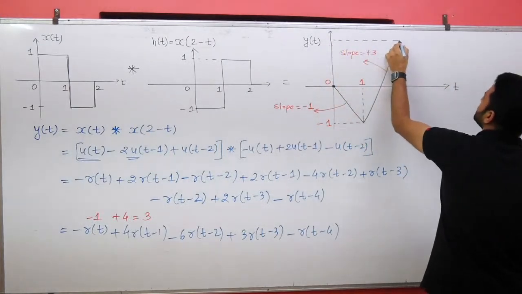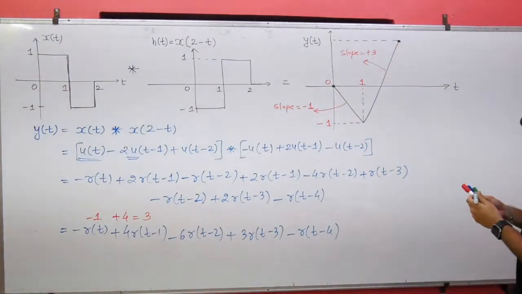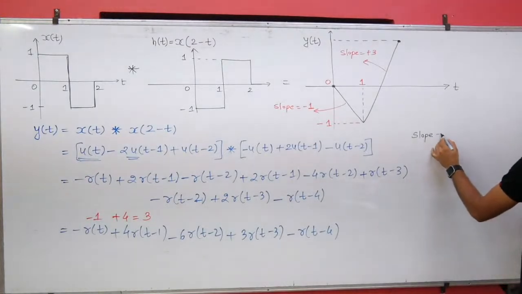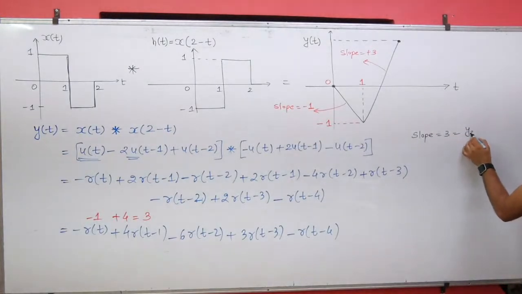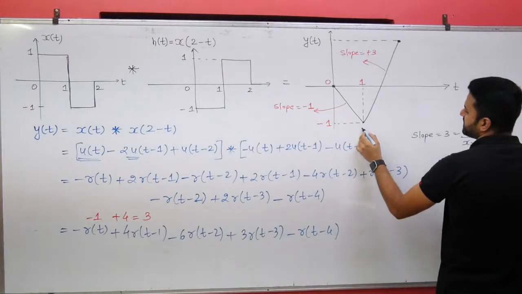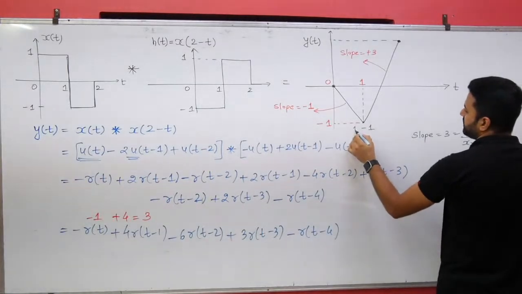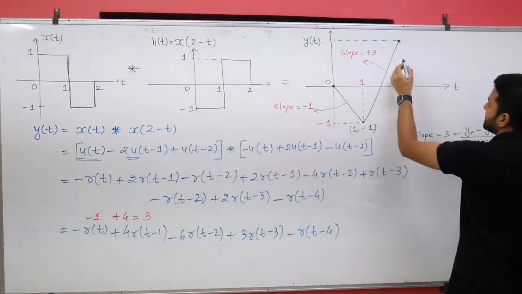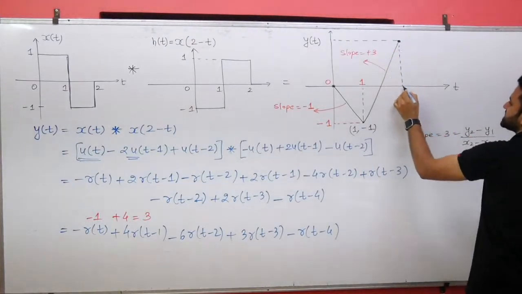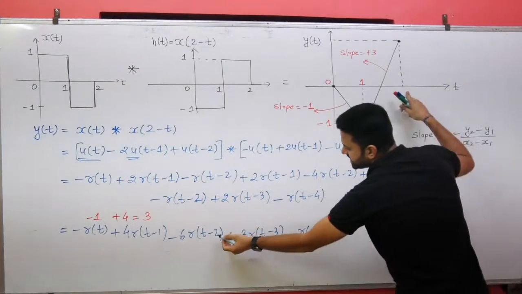What is this value? So the slope is 3. And we know that the slope is y2 minus y1 divided by x2 minus x1. We know the coordinate of this point, which is minus 1, 1, and we don't know about its y coordinate, but we know that this is going to change at t is equal to 2.